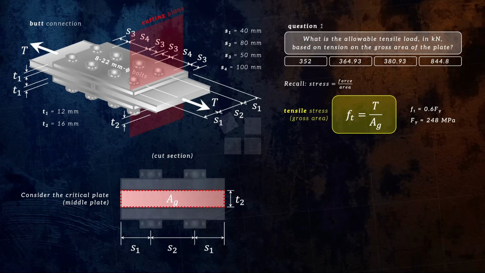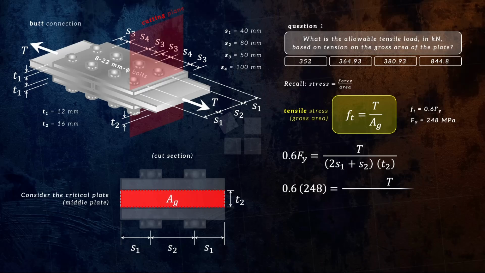Going back to our formula, we now have our Ft being 0.6 of Fy equals T, which is still unknown and what we are looking for in this question, over Ag, being simply the formula for the area of a rectangle, that is length times width. Your length being the quantity 2S1 plus S2 times your width being T2. Since Fy is given, we now have 0.6 of 248 equals T over.